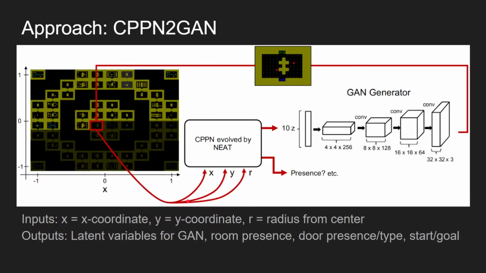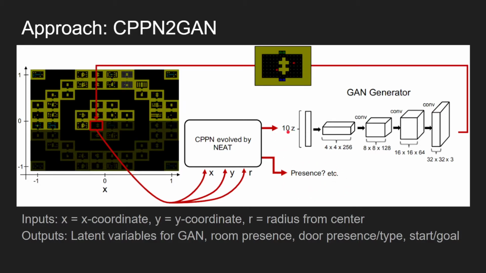Our approach, CPPN to GAN, takes a coordinate frame. Here it's scaled from -1 to 1 in both the x and y dimensions. And so each room has coordinates. We feed those into our CPPN. The third input, R, is the distance from the center of the dungeon. That allows us to easily make radial patterns like the one that you can see here. And we have two types of outputs coming out of the CPPN. One category are latent variables, so we have 10 here, and the other are auxiliary variables.